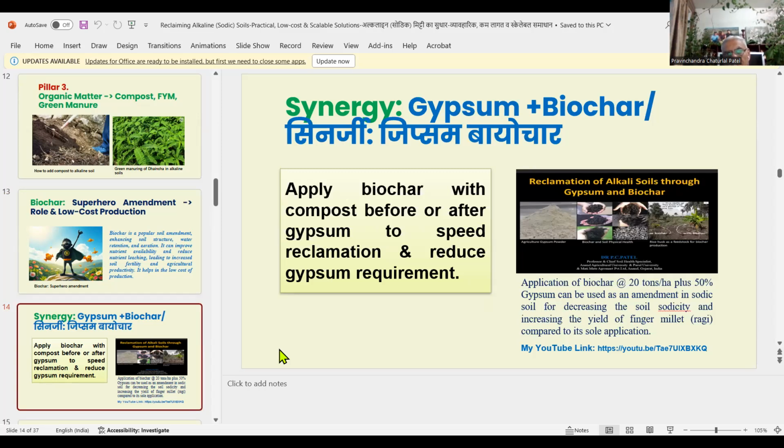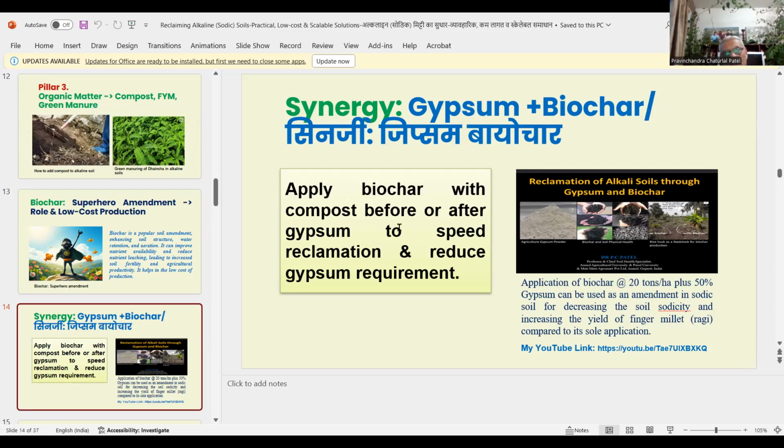Then there is a synergy, an interaction between gypsum and biochar. So it is synergistic. You know that when we apply more phosphatic fertilizer, then iron and zinc are not available to the plant because they have an antagonistic effect. But when we apply nitrogen, then other nutrients are more available to the plants. So it is called a synergic effect.